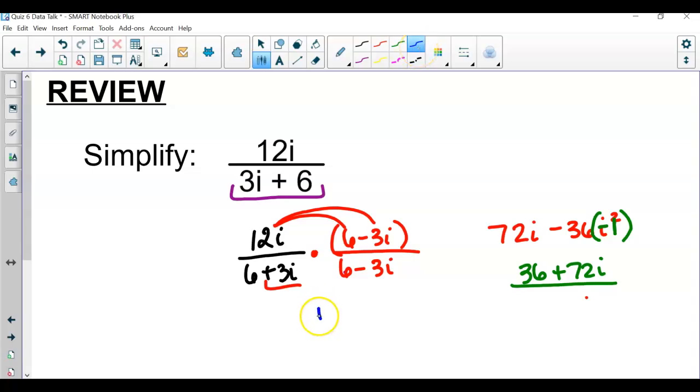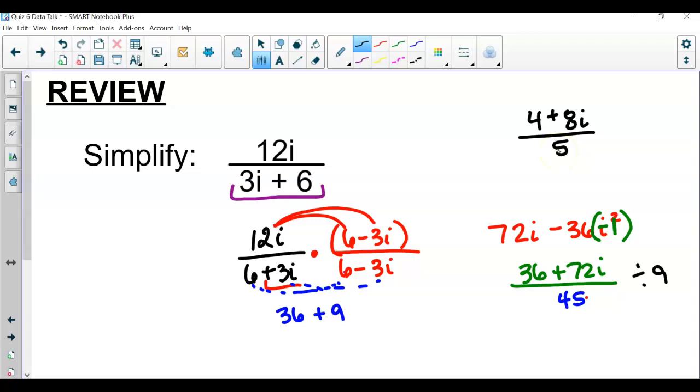Then the denominator, so remember the trick, right? You're always going to add in the denominator. So 6 times 6, 36. 3 times 3 is 9. So our denominator is over 45. Now you could leave this as is, or even go further and practice simplifying, because I notice I could divide everything by 9. So if I were to divide by 9 and simplify, you end up with 4 plus 8i over 5.